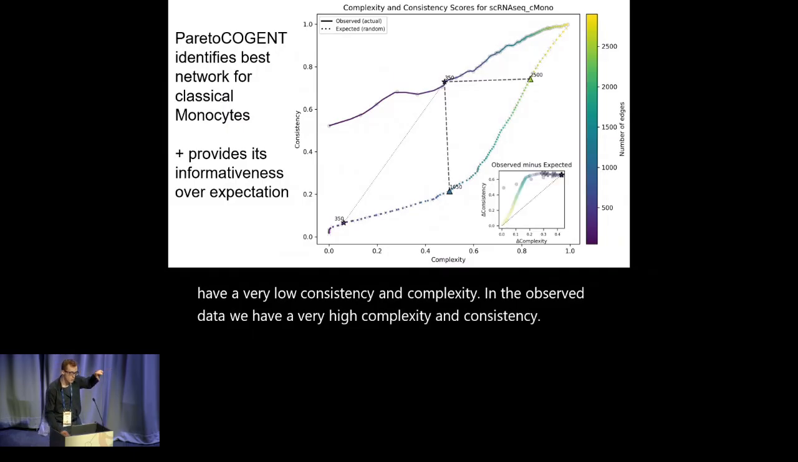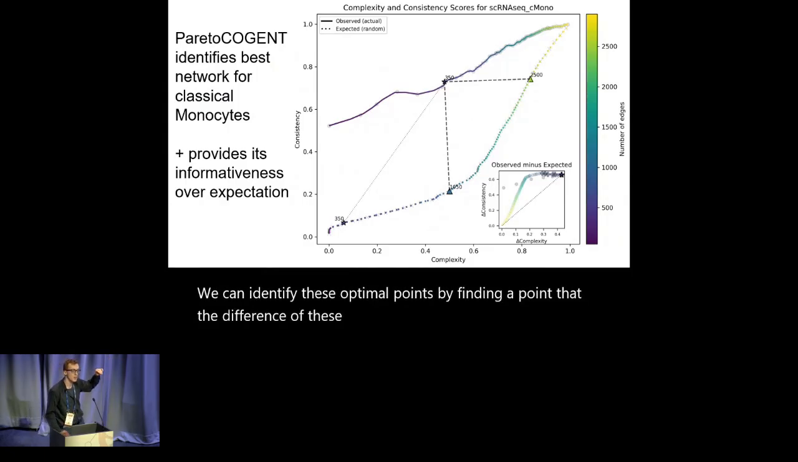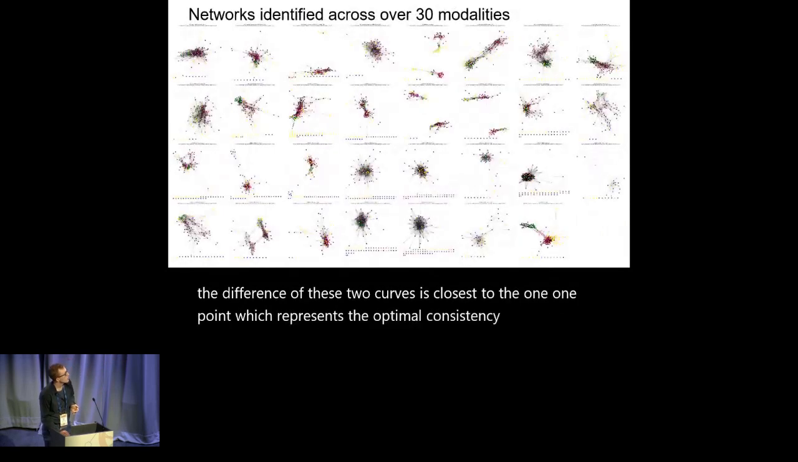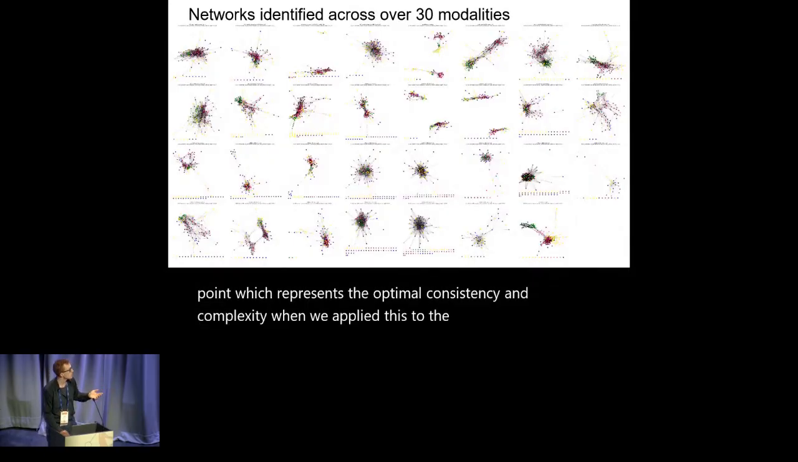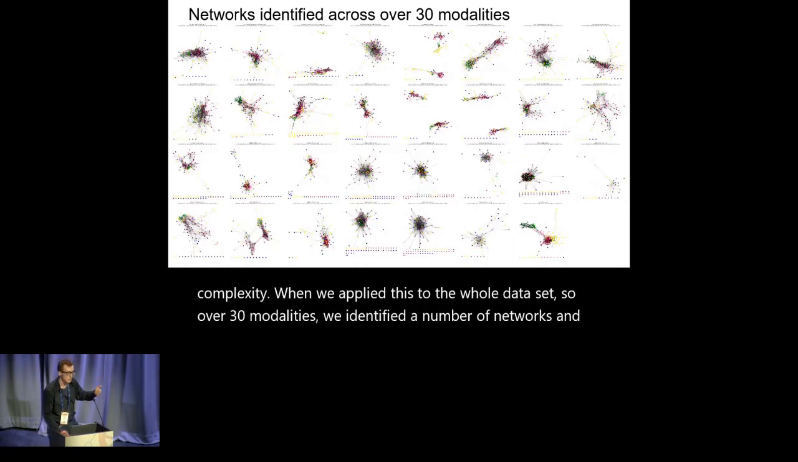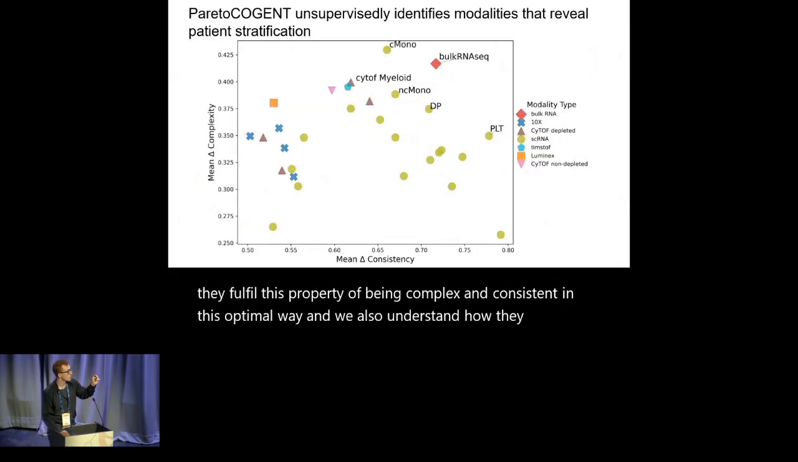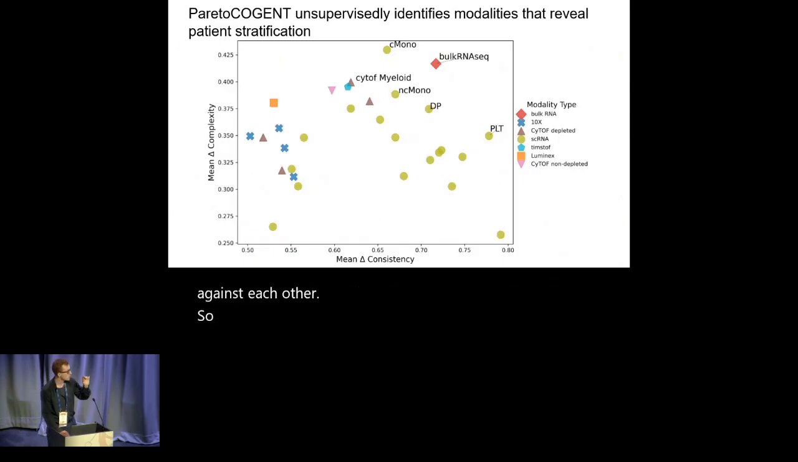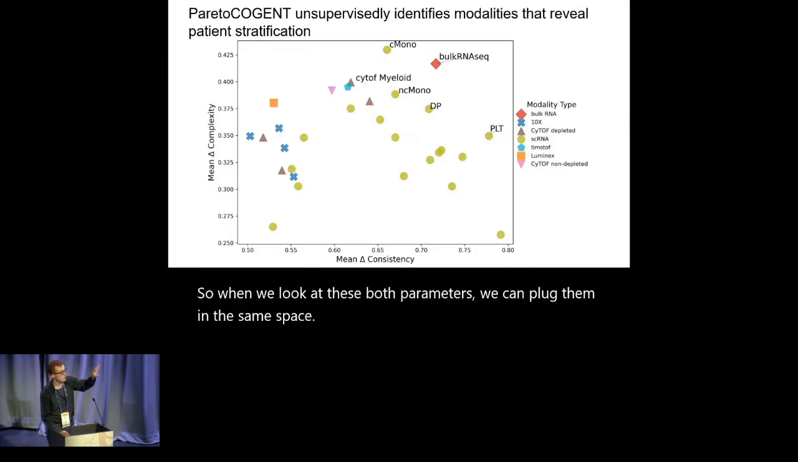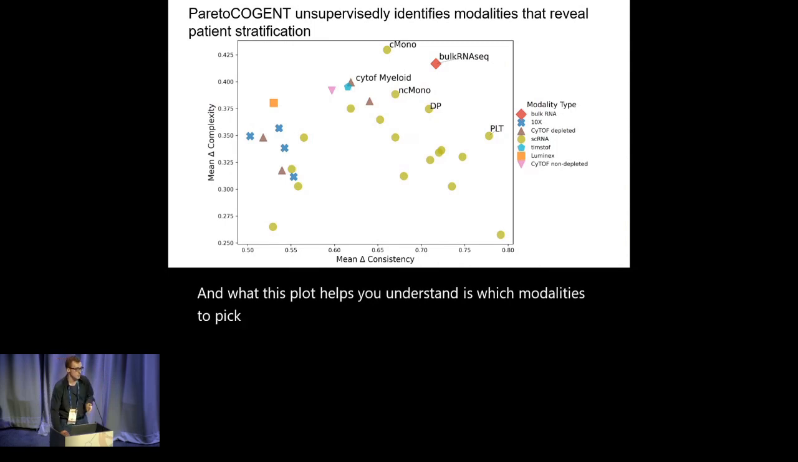We can identify this optimal point by finding a point where the difference of these 2 curves is closest to the 1 point, which represents the optimal consistency and complexity. When we applied this to the whole data set, so over 30 modalities, we identified a number of networks, and they fulfill this property of being complex and consistent in this optimal way. And we also understand how they compare against each other. So when we look at both these parameters, we can plot them in the same space, and what this plot helps you understand is which modalities to pick when analyzing a specific data set.